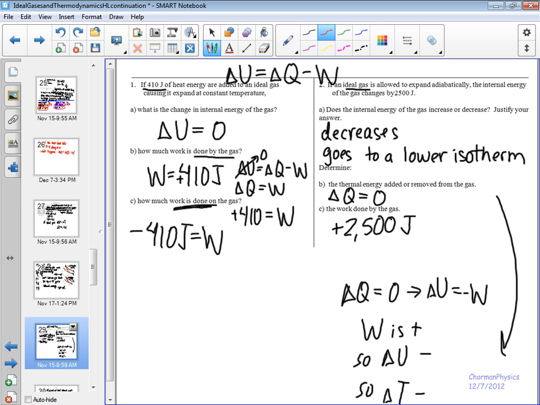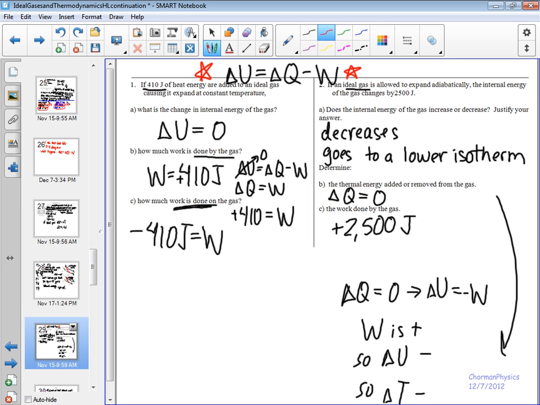So let's look at some examples here, starting always with our almighty first law of thermodynamics, all praise the first law. Amen. Okay, so 410 joules of heat energy are added to an ideal gas, causing it to expand at constant temperature. What is the change in internal energy of the gas? Well, since it's constant temperature, delta U is equal to 0.